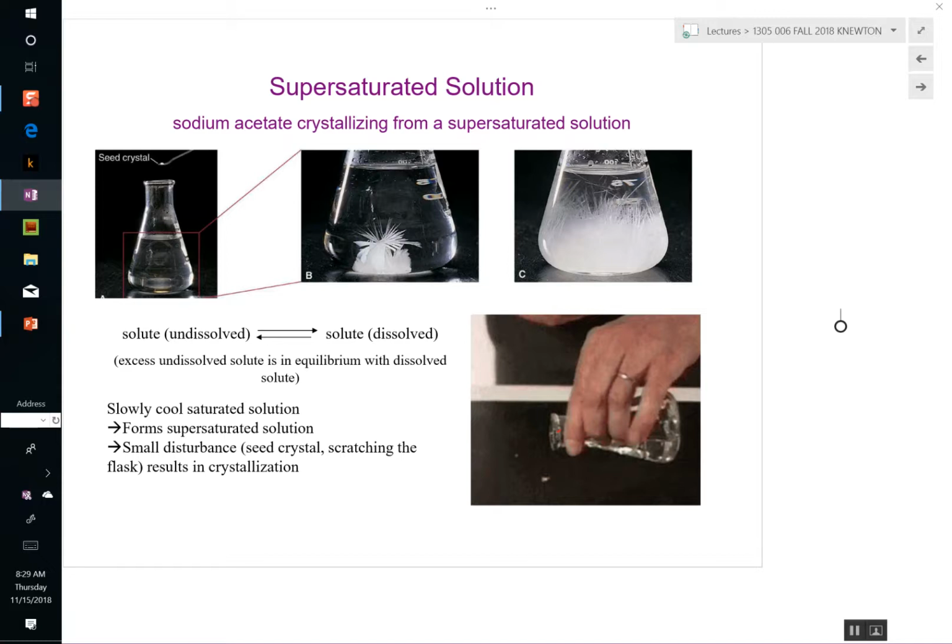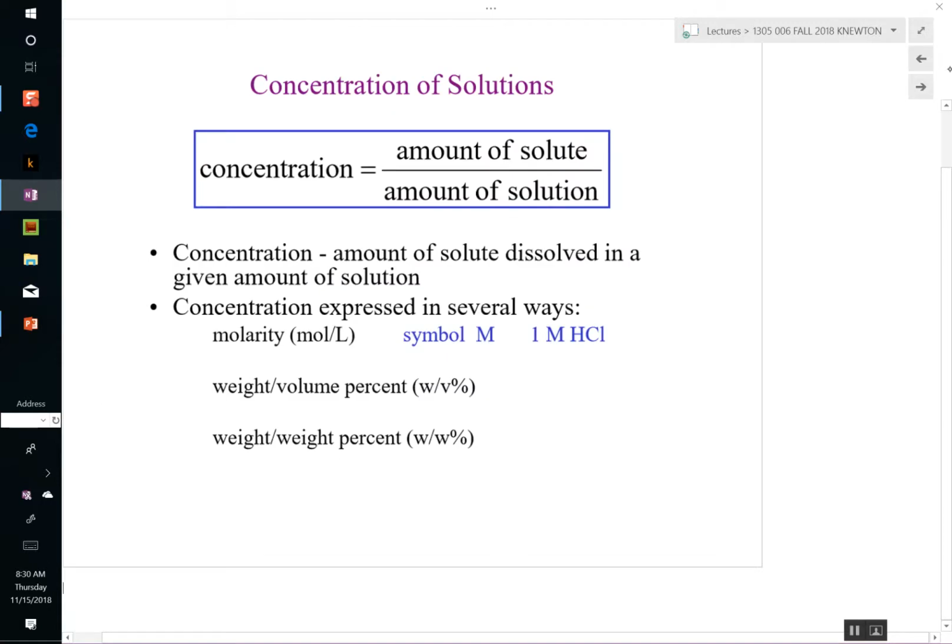So there it is, supersaturated. Or if you were to take that crystal and drop a crystal into the supersaturated solution, it will go from that to that in a few seconds. It just goes bam, all this sodium acetate comes out of solution.